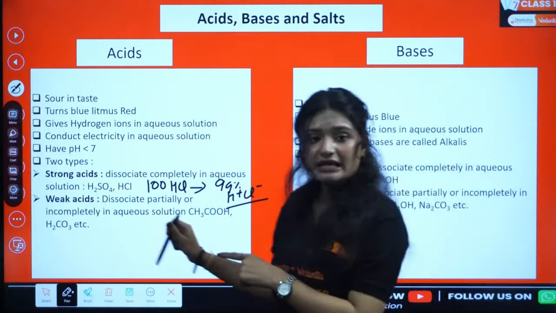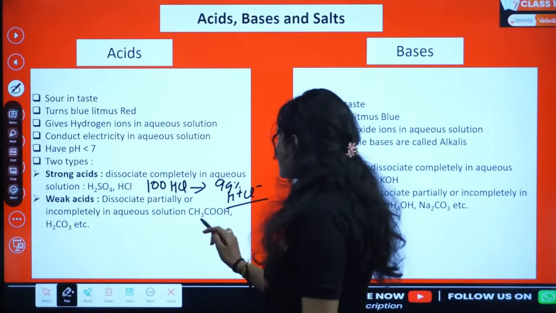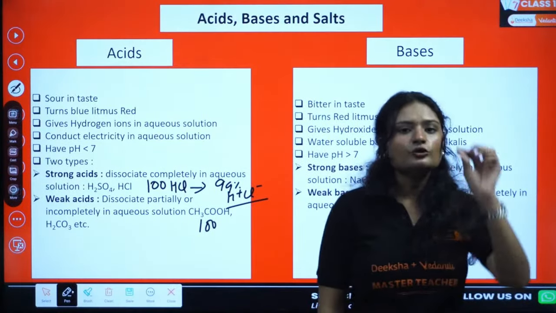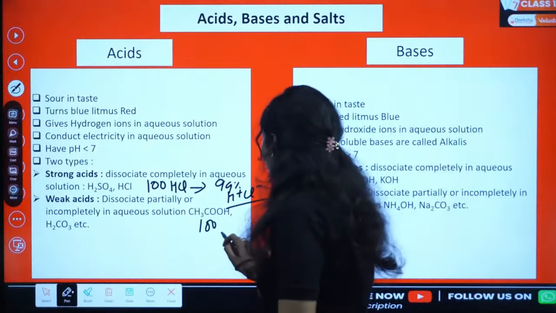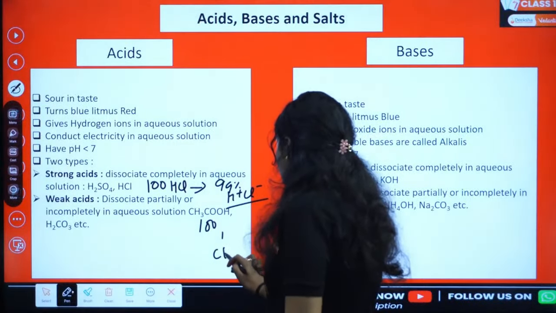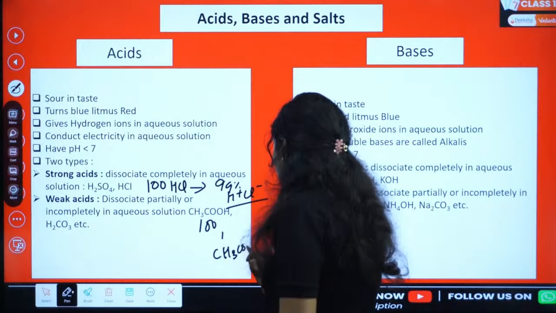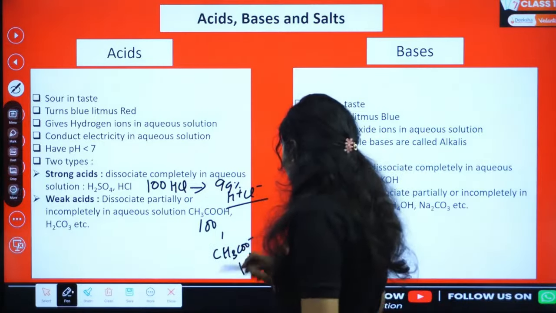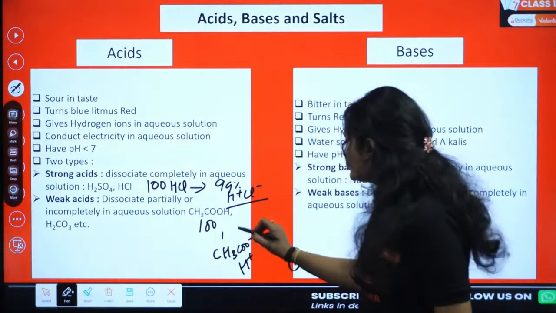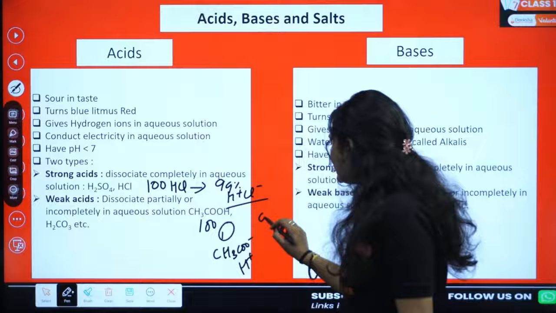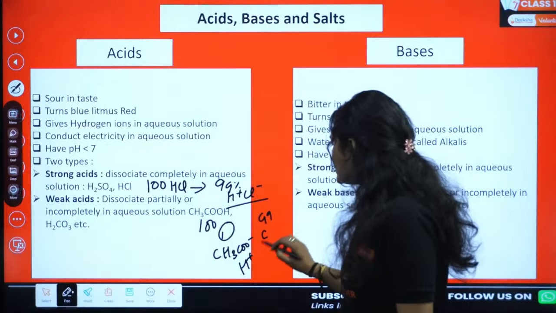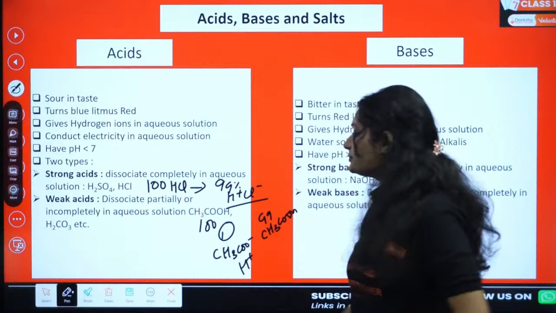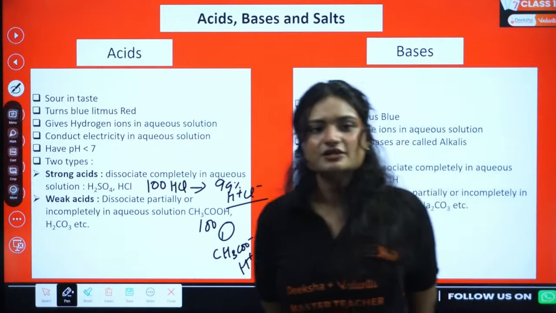Okay, but what if you take 100 molecules of, let's say, acetic acid? If you take 100 molecules of acetic acid, only one will be dissociated, as acetate ion, CH3COO negative, and H positive. Only one will be there like this, and 99 will be there as acetic acid only.